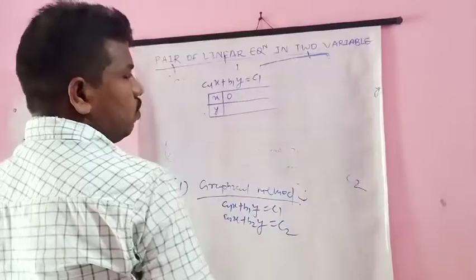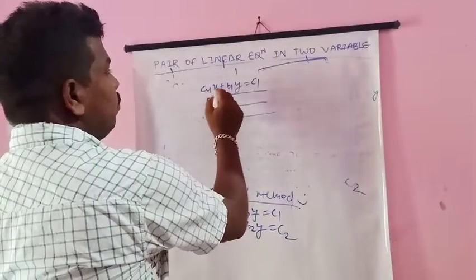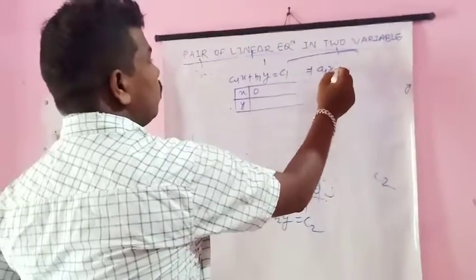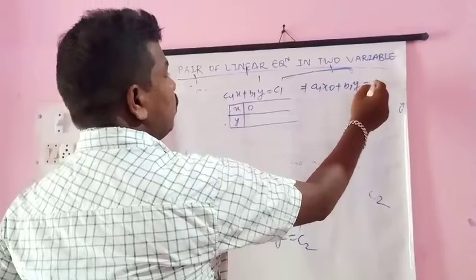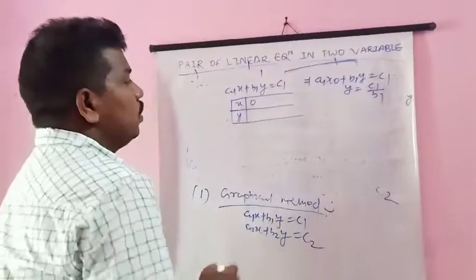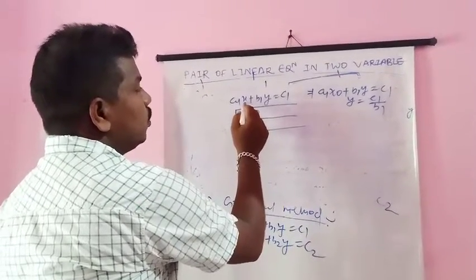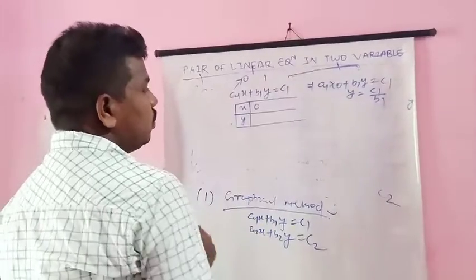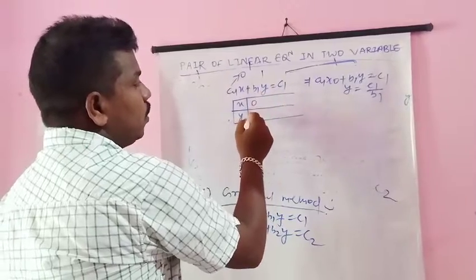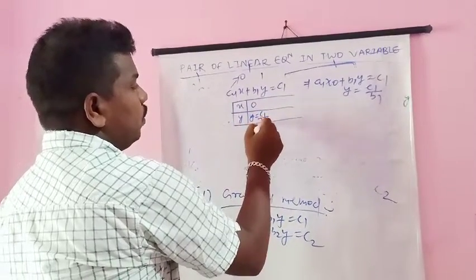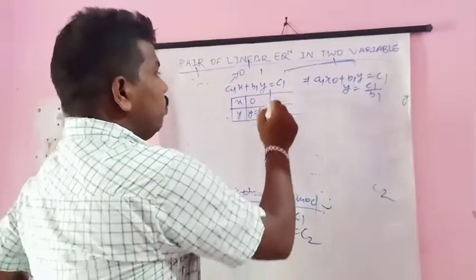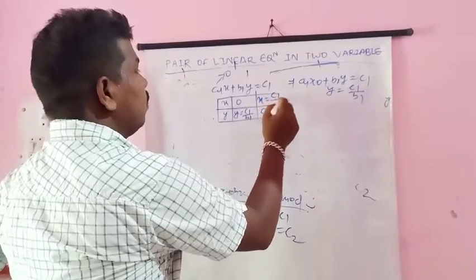Suppose we put x equal to 0, then find the value of y. If you put x equal to 0 here, a1 into 0 plus b1y equal to c1, so this part becomes 0 and b1y equal to c1, that means y equal to c1 by b1. Again, if we put y equal to 0, then we get x equal to c1 by a1.